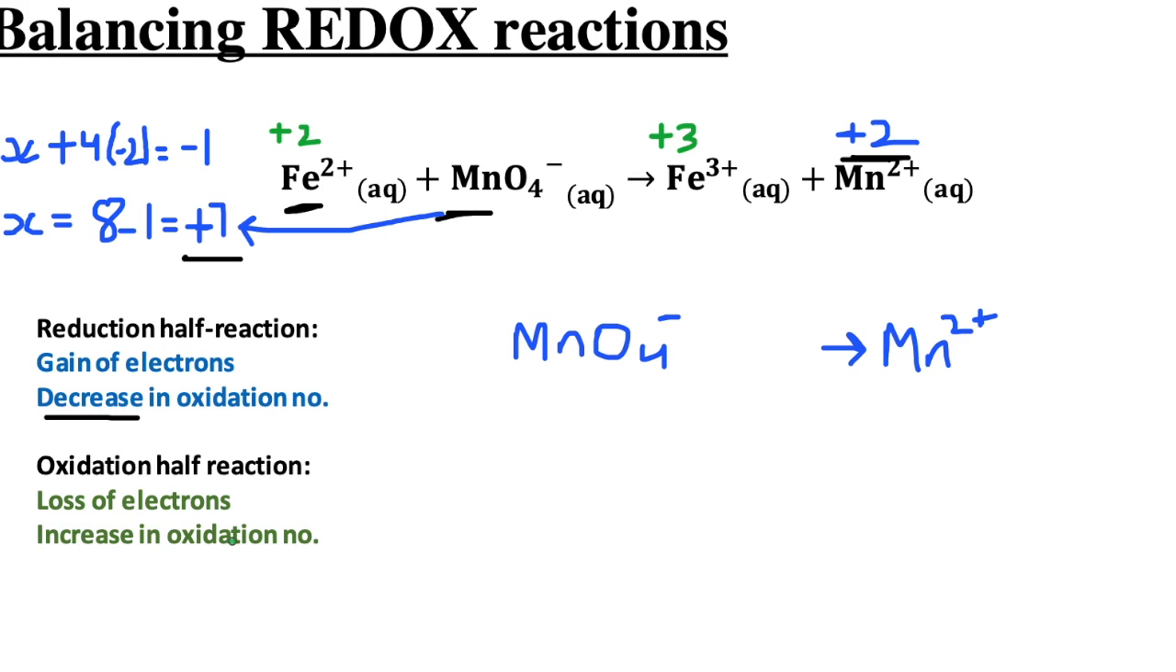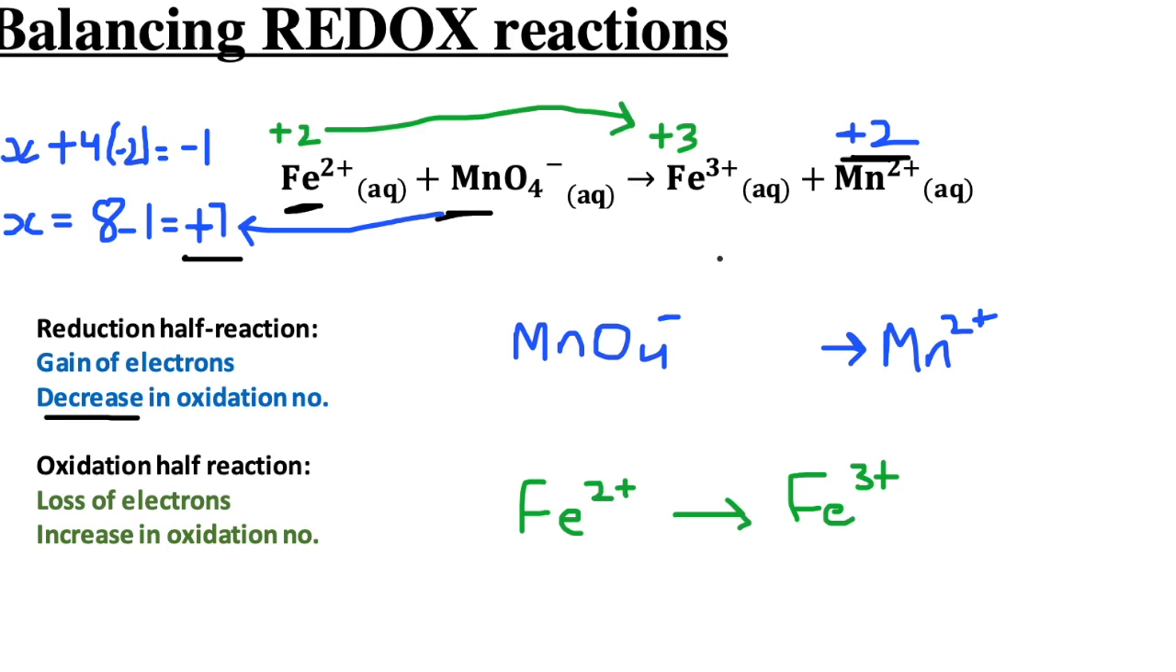Let's write the oxidation half reaction too. So oxidation is characterized by an increase in oxidation number, and the oxidation number of iron increases from +2 to +3. So this is the oxidation half reaction. So to start with, we have Fe2 plus, and after the reaction, we have Fe3 plus. Now that we have written the skeleton for the half reactions, we will start balancing out the equations.